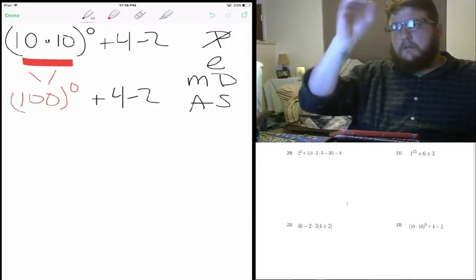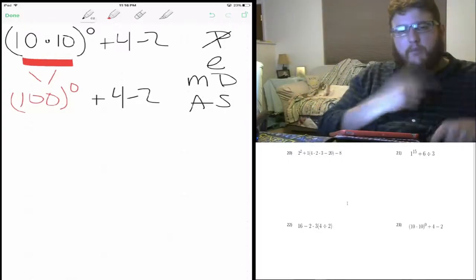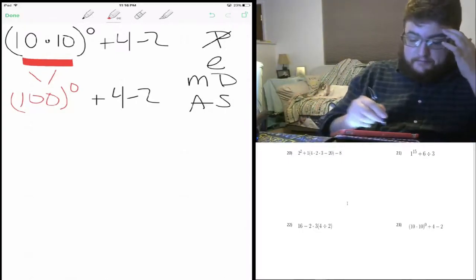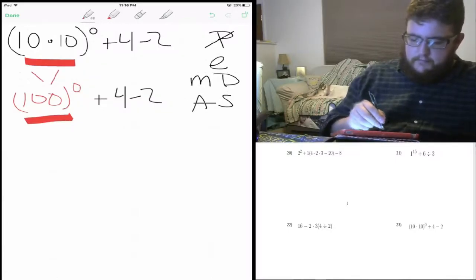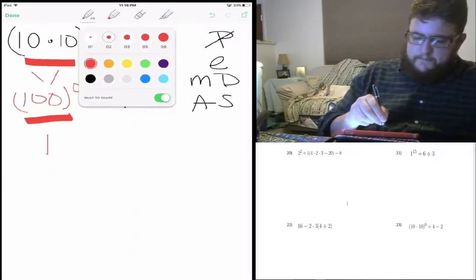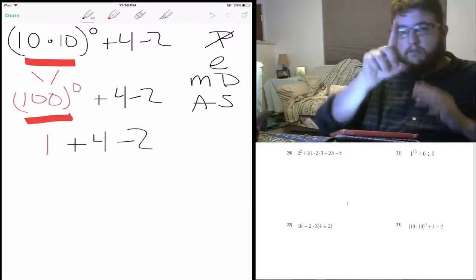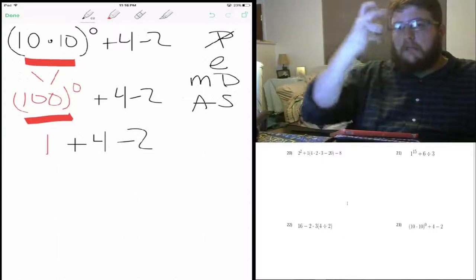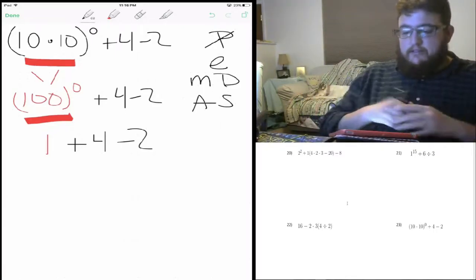The next step is our exponents. Remember that a 0 power is a special rule because anything raised to a 0 power is just 1. So 100 to the 0 power is in fact 1. We'll bring down everything else. We have eliminated our exponents, so we can go ahead and cross those out.